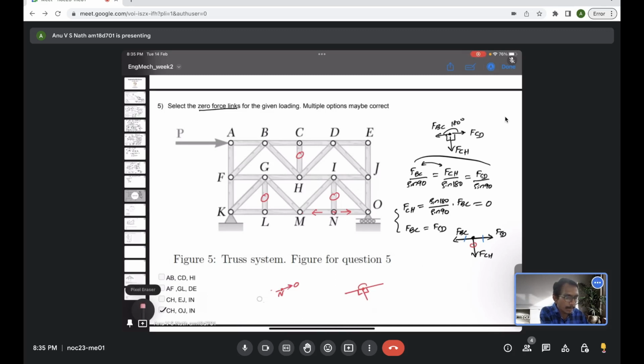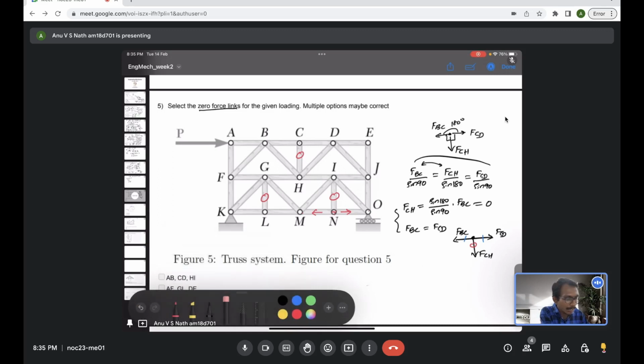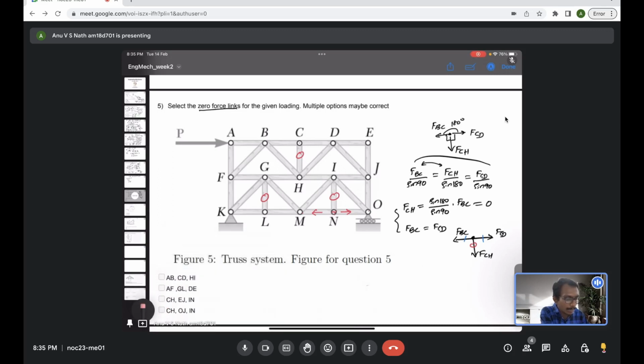So that's the basic thing. In this kind of setup, the perpendicular one will not take any load, the other two will take equal and opposite load, so that this three force joint N will be in equilibrium. So basically now we have found the members GL, IN and CH are zero force members. So if you see the options, I don't think the fourth one is the correct option, because it has CH, but IN, okay, IN also it has OJ.